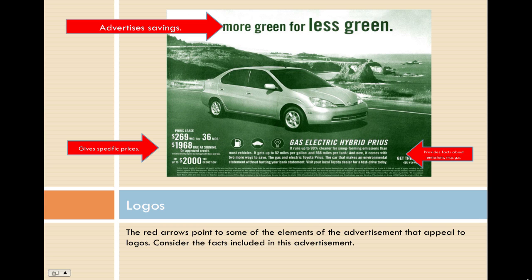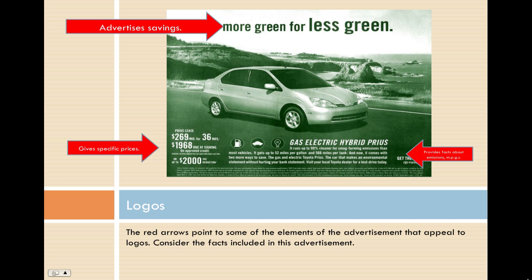Let's take a look at a logos appeal. This is a Toyota advertisement for a gas-electric hybrid Prius. The red arrows point to some of the elements of the advertisement that appeal to logos. Consider the facts included in this advertisement. We start out with the headline that says, "More green for less green."